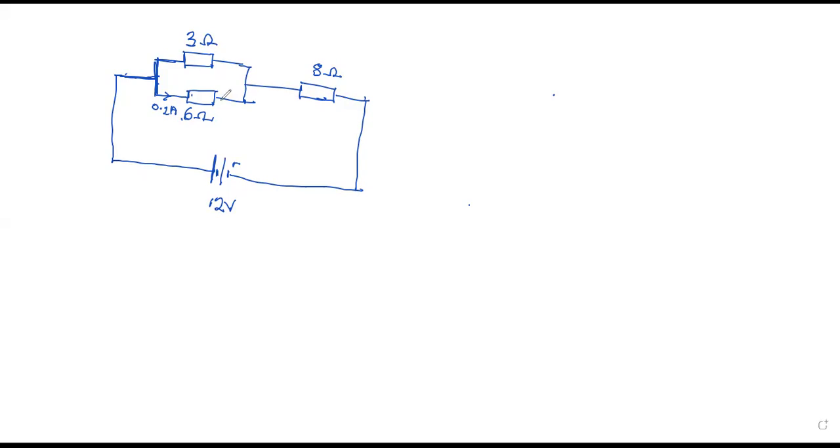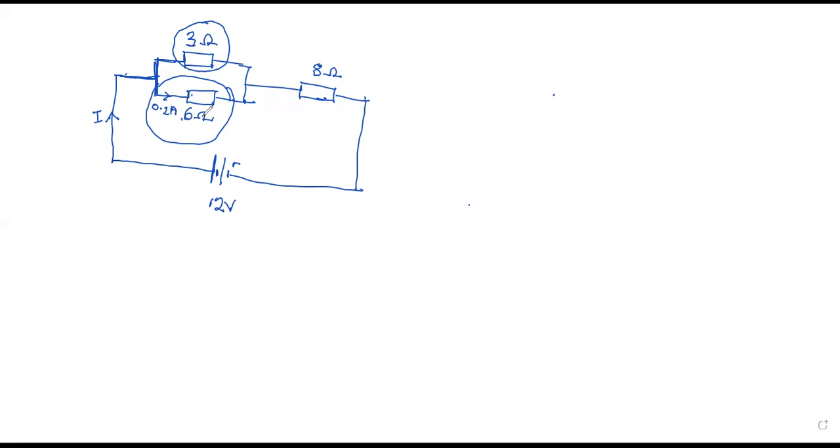So now, one thing we must understand is that when resistors are connected in parallel, they have the same voltage across all of them. So the voltage drop across this will be equal to the voltage drop across this, or potential difference. And this is because they are connected in parallel. So that's the first thing you must understand and apply: that when resistors are connected in parallel, you have the same PD.